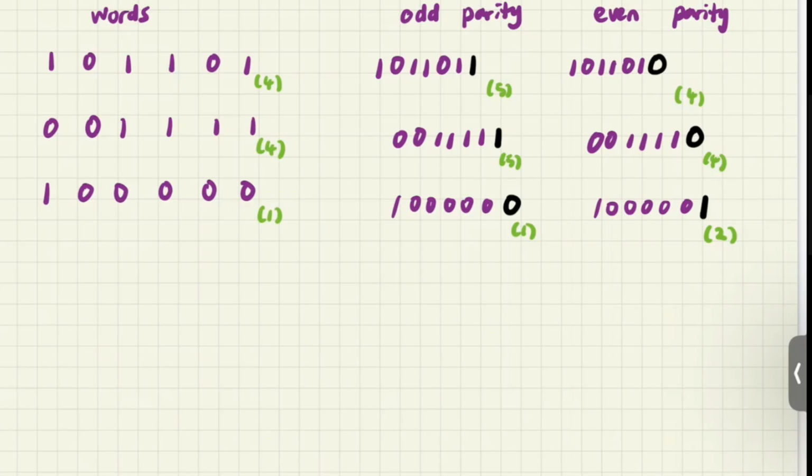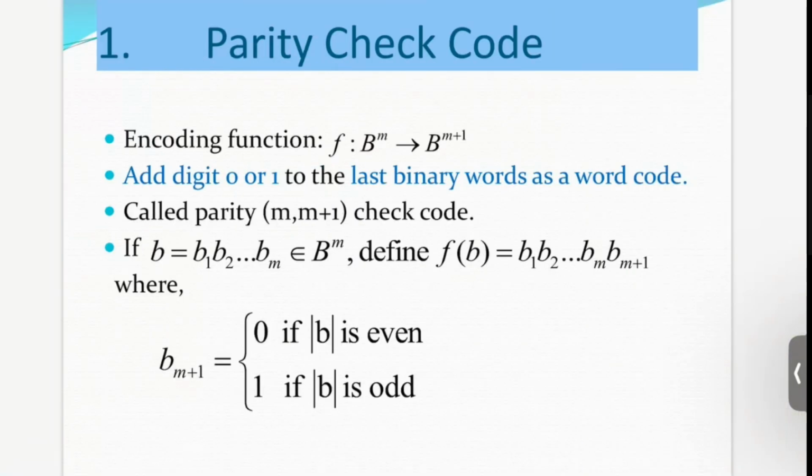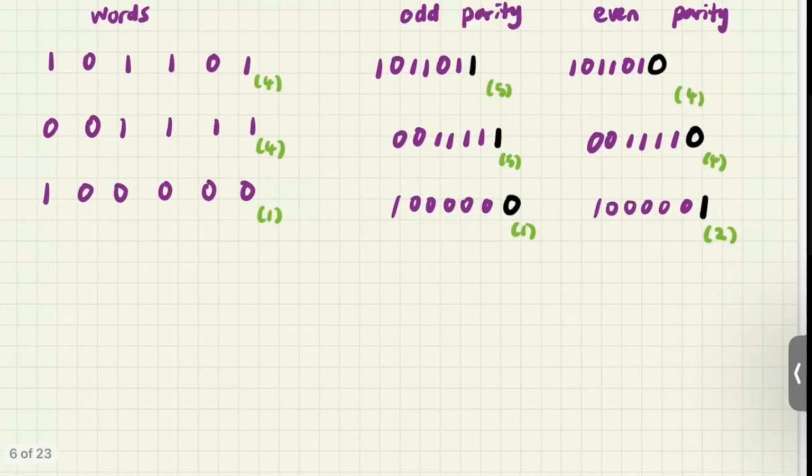This is a very simple error detection. But the parity check code has some limitations: it can only detect a single error and it cannot correct the errors. So for this one, it depends whether you want it to be even or odd, just like this example.